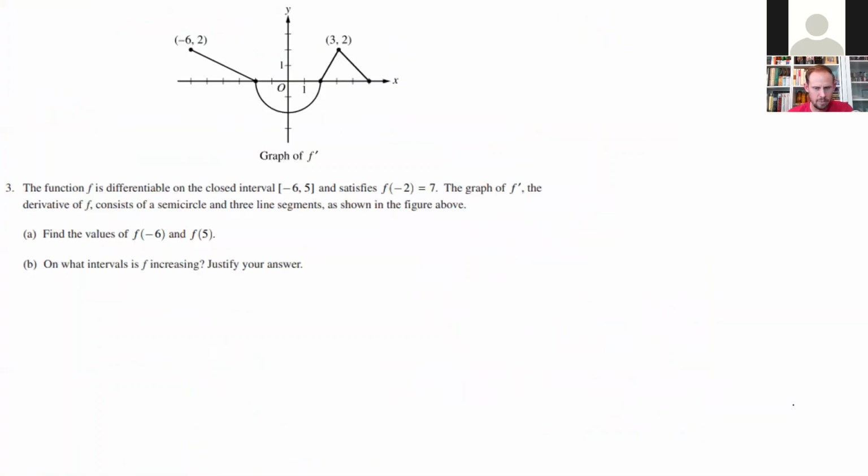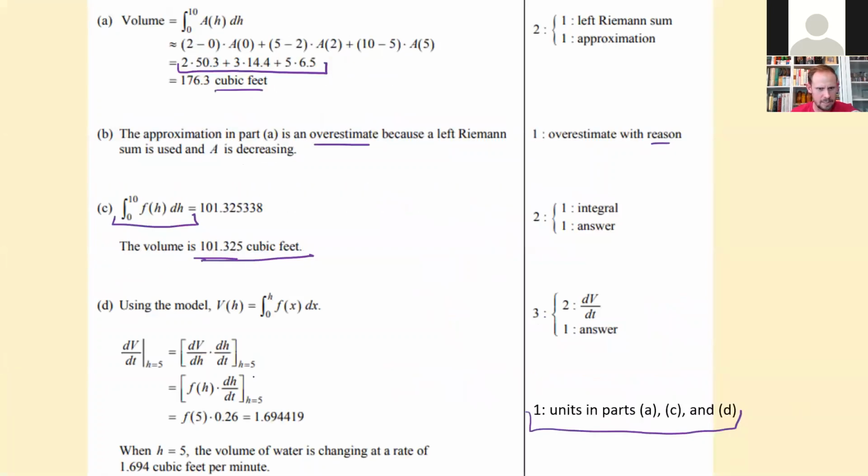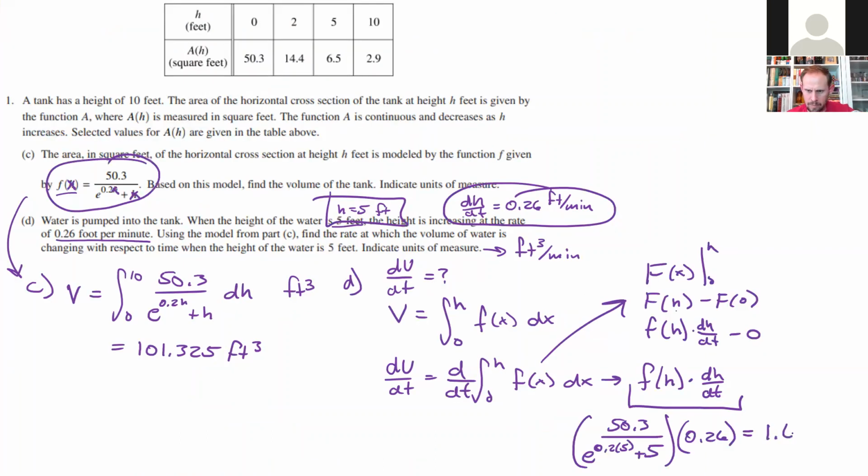And let's see, what do we get if we plug that in the calculator? We get, f of 5 times that, 1.694. And we might as well put the units down here. This is cubic feet per minute, the rate of change in the volume.